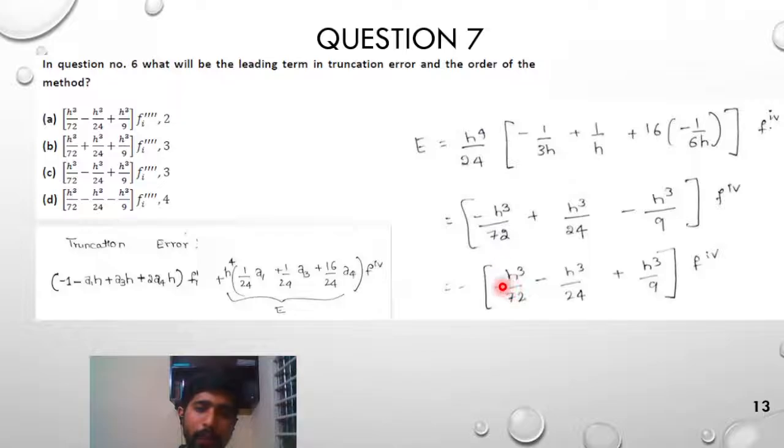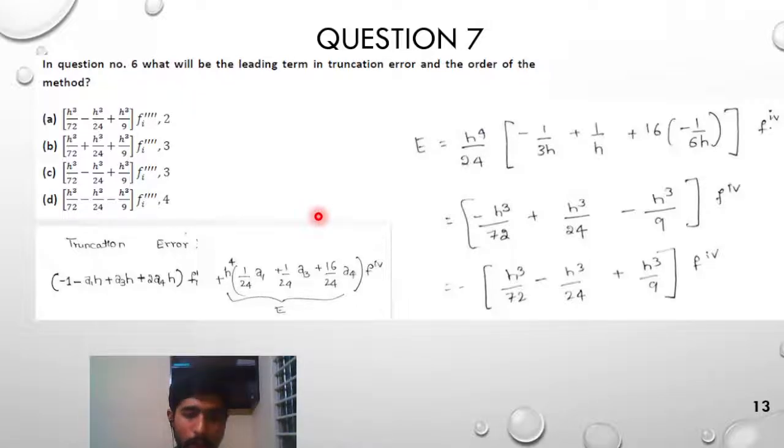Then you get h raised to 3, so that is why it is third order accurate. And you have two options in this, depending on the coefficient values. Here you get h cube by 72 minus h cube by 24 plus this, which corresponds to the third option. So this is the way in which you calculate the exact truncation error.